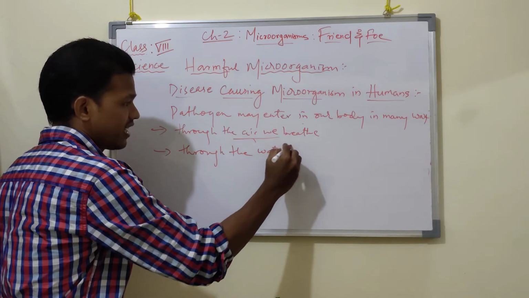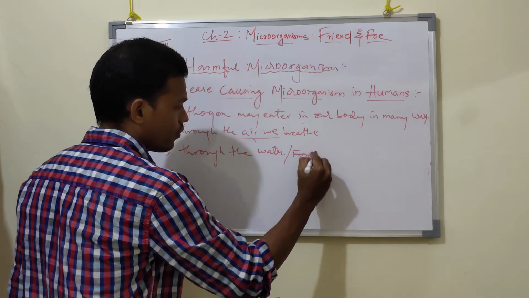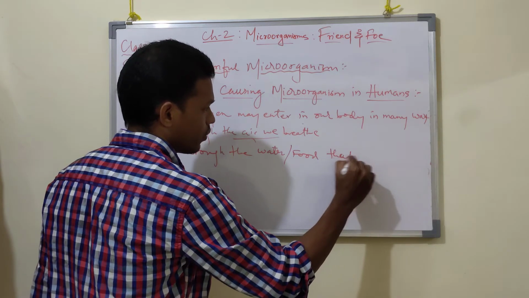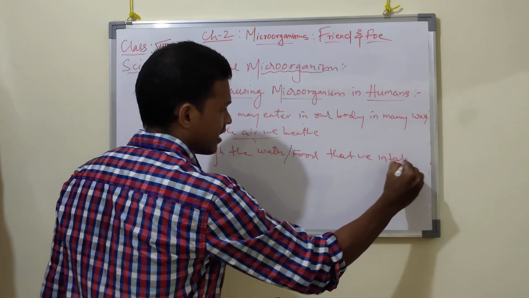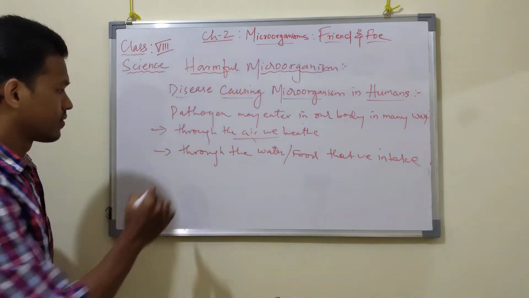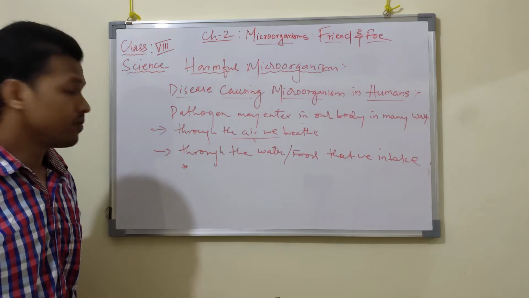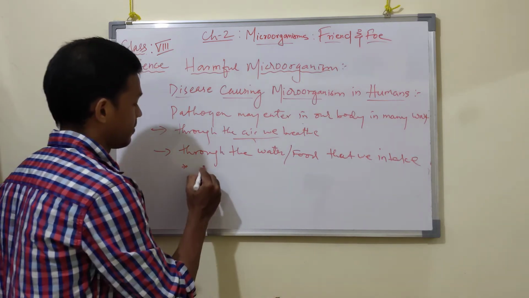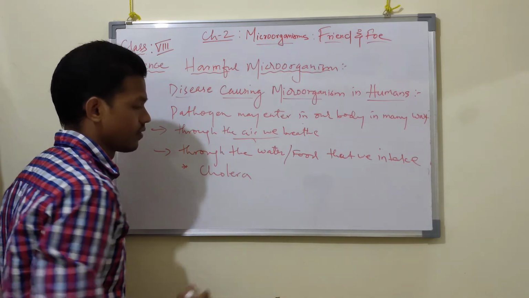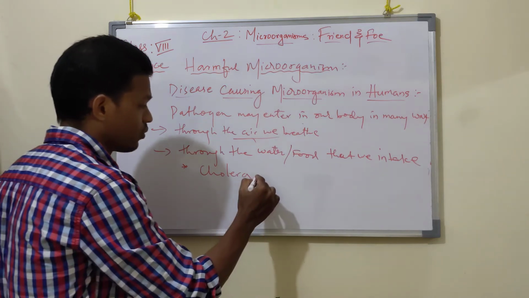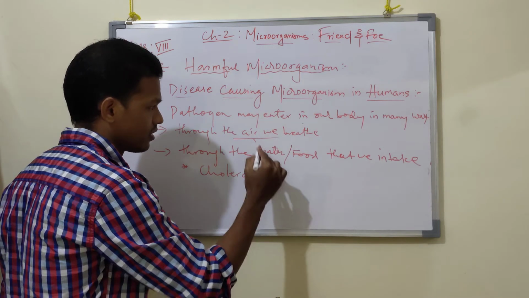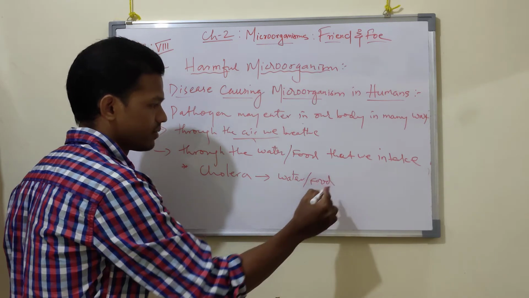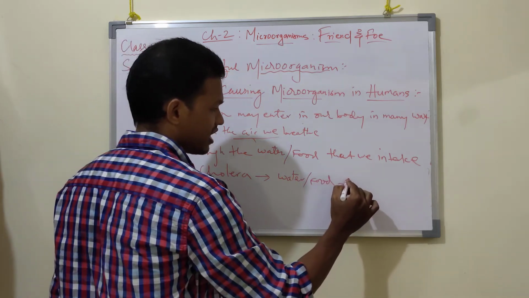Now, through the water or food that we intake, what are the diseases caused by this? Cholera. That is known as cholera. Cholera can be transmitted through what? What is the transmission medium? That is water or food. It is transmitted by which microorganism? That is bacteria.